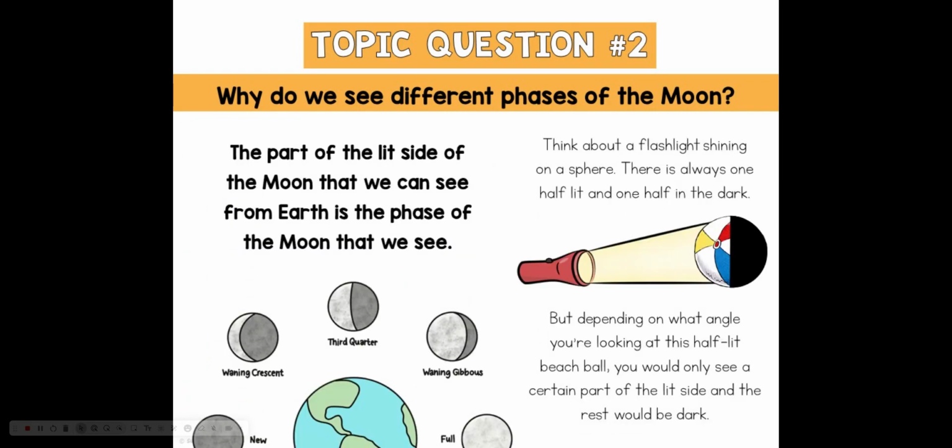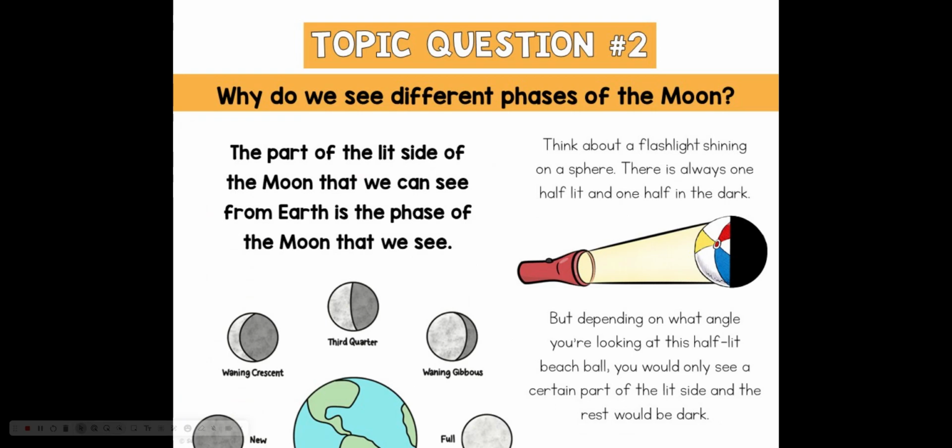Still on topic question number 2. The part of the lit side of the moon that we can see from the Earth is the phase of the moon that we see. From outer space, it is always going to be half lit, half not lit, but depending on our perspective of where the moon is in relationship to the sun and the Earth, we will see different parts of it. And that is how we get the phases of the moon.